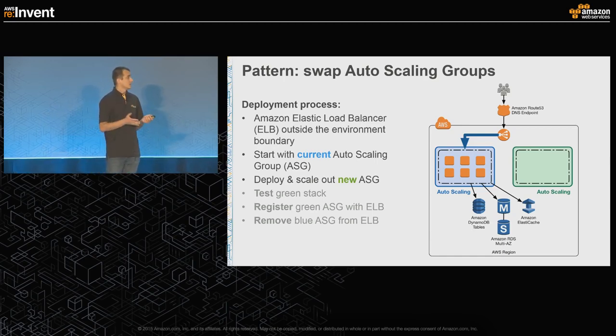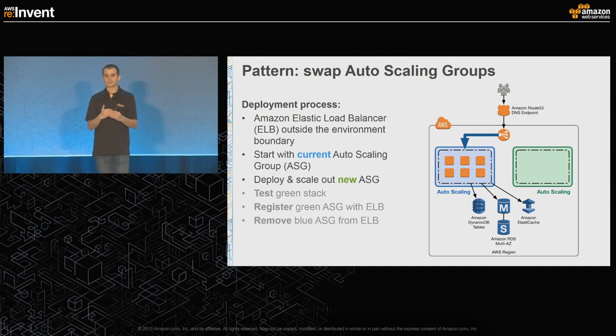So the deployment involves just essentially provisioning a new green auto-scaling group in addition to the blue one. Now, you probably won't be able to use Elastic Beanstalk in this example. We're actually controlling the load balancer and auto-scaling groups directly in this case, but you can still deploy this using CloudFormation. So we start with our current blue auto-scaling group. We deploy and scale out a new green auto-scaling group, and we test the stack.